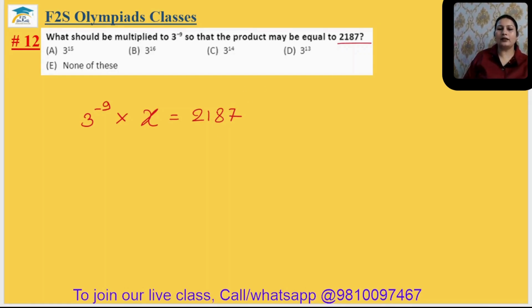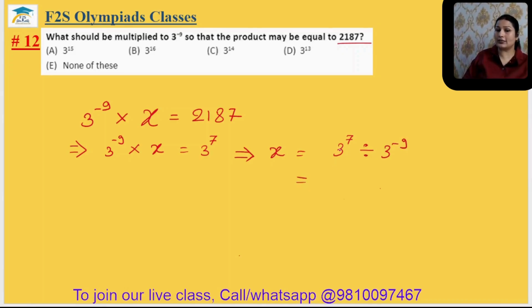So how can we write 2187 in terms of the power of 3? It can be written in terms of power of 3 as 3 to the power 7. So 3 to the power minus 9 multiplied by x equals 3 to the power 7. This implies x equals 3 to the power 7 divided by 3 to the power minus 9.